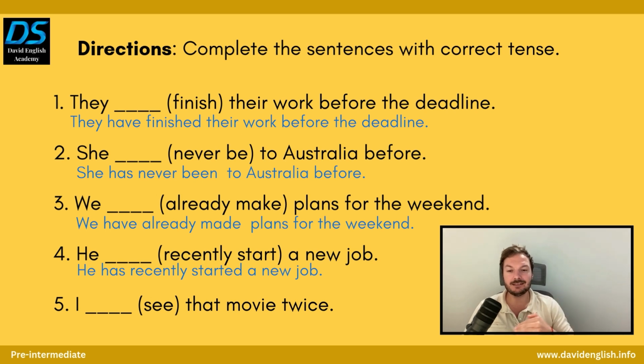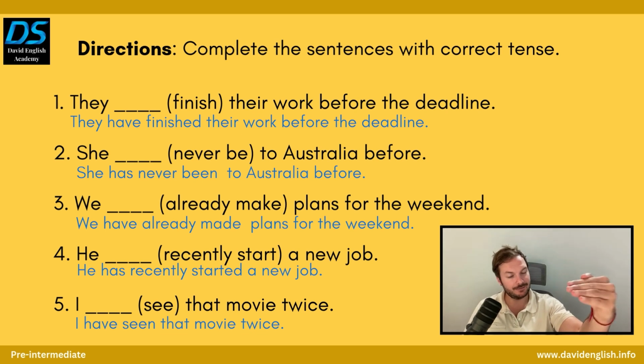Number 5, I see that movie twice. Here, you want to say, I have seen that movie twice because it's referring to your life. I have seen that movie twice until now in my life. I have seen that movie 2 times this week. Connecting the present perfect with times that are still going is very important. If you wanted to make this past simple, you could say, I saw that movie twice in 2010, or I saw that movie twice when I was a young boy.